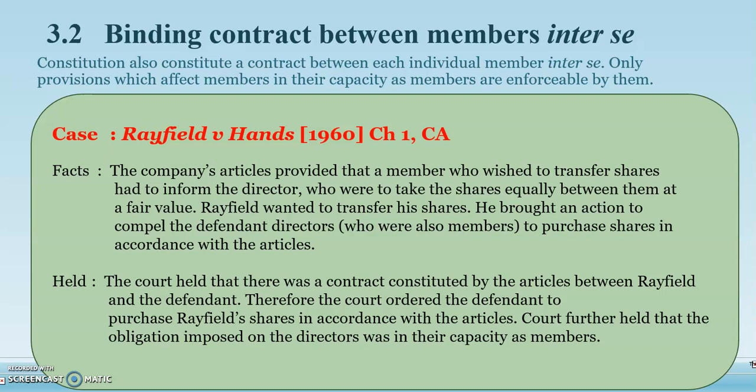The court said that because there was a contract constituted by the articles between Mr. Rayner and the defendants, the members, the court ordered the defendants to purchase Mr. Rayner's shares in accordance with the articles. So the obligation imposed on that director, although he is a director, is an obligation in his capacity as member. Look through the case of Wong Kim Fat as another example of binding contract between members.